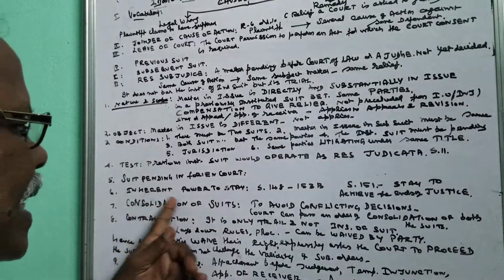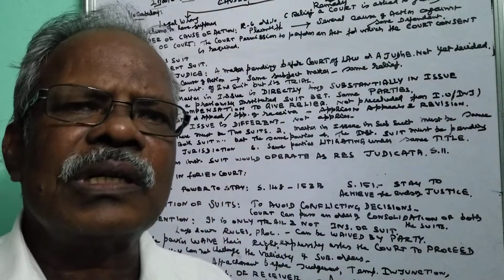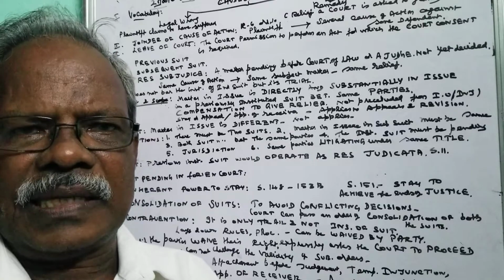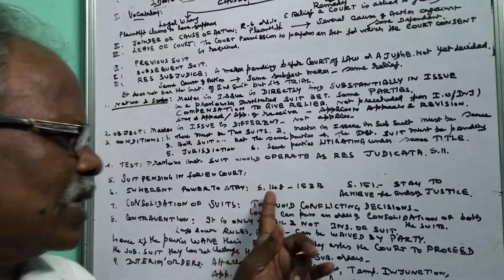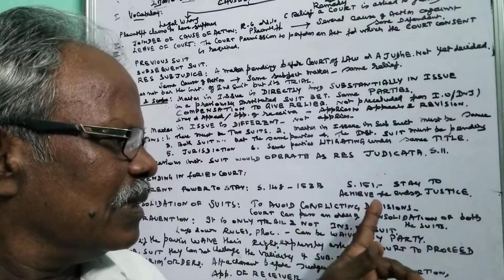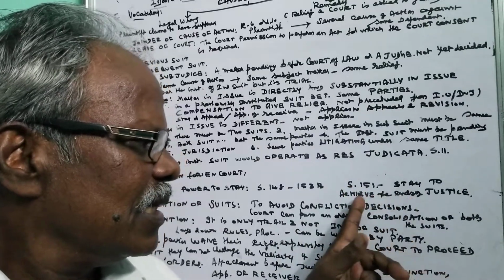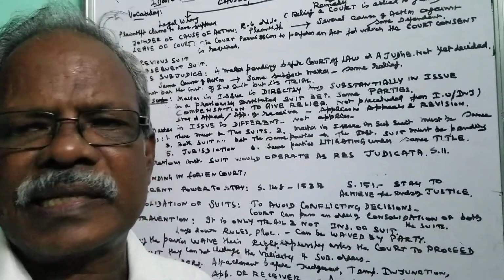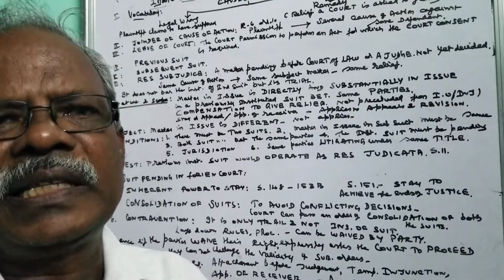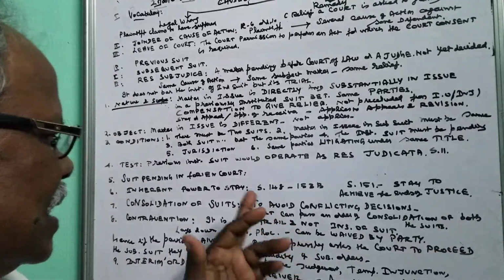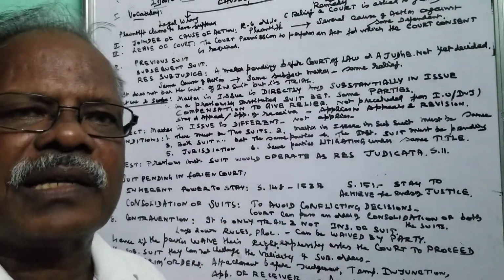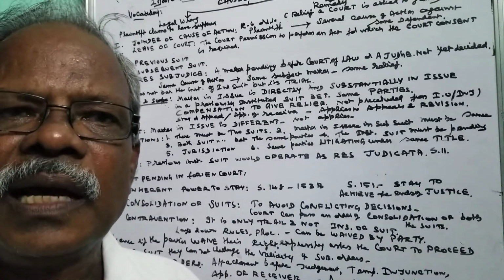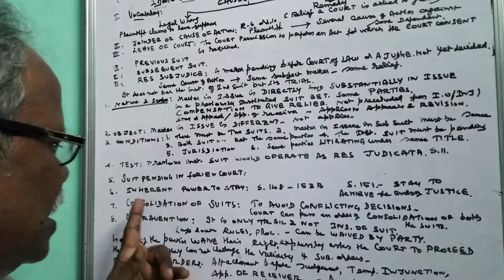Then inherent power to stay. The court's inherent power means the court has its own power to act. That is called inherent power. This is coming under sections 148 to 153. Particularly, section 151 says stay to achieve the ends of justice. So why is this stay given? This is to meet the ends of justice. That is the inherent power to stay. The court has the inherent power to stay the subsequent suit.